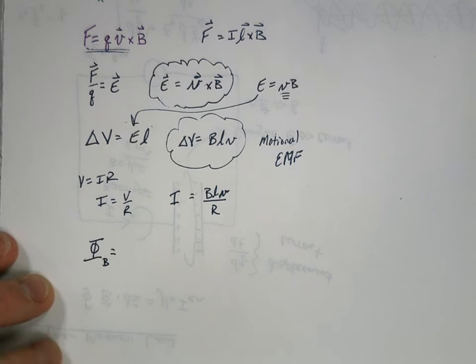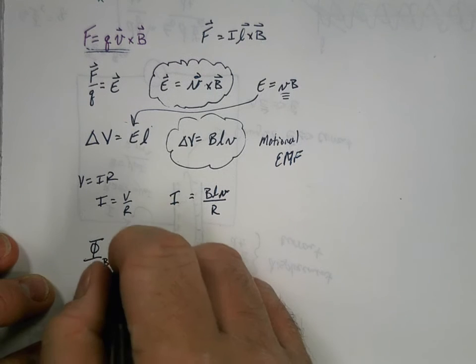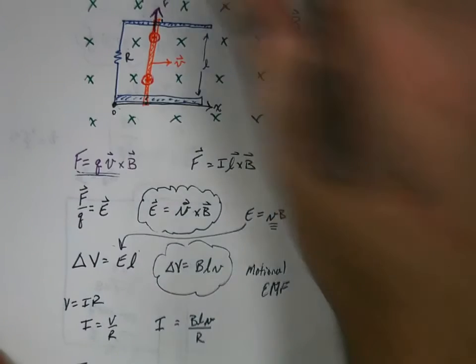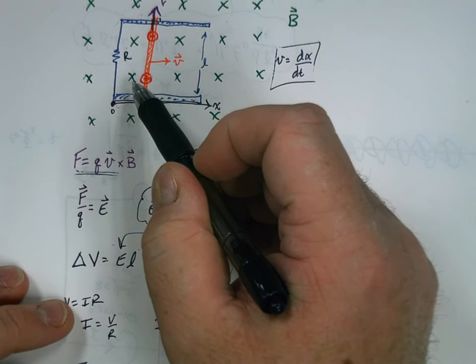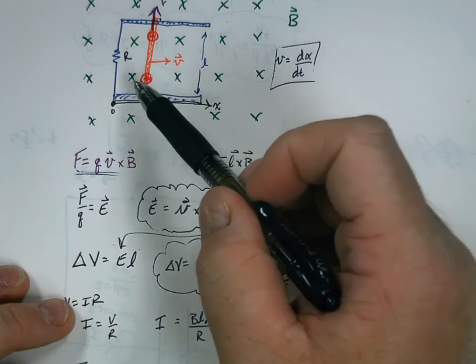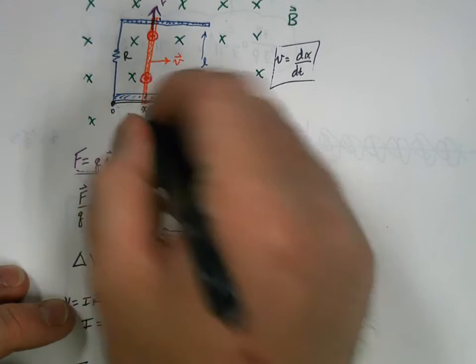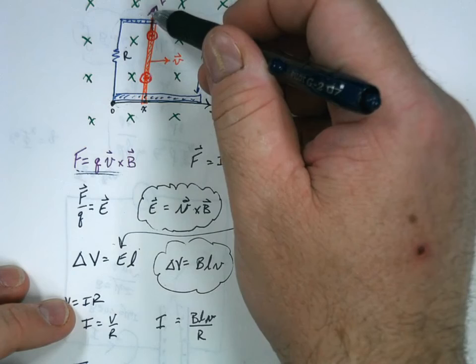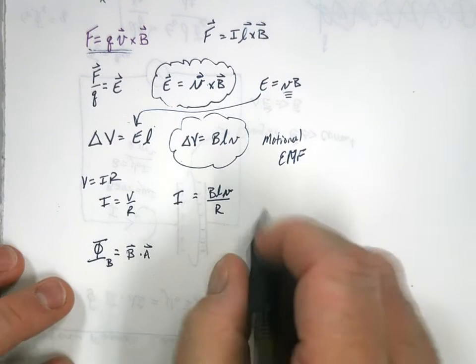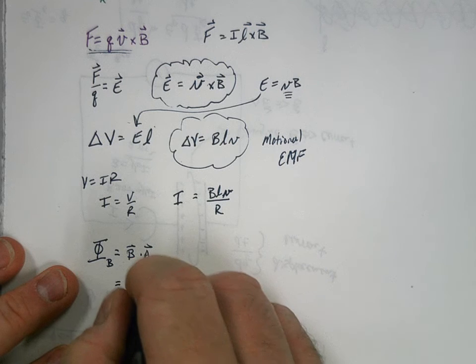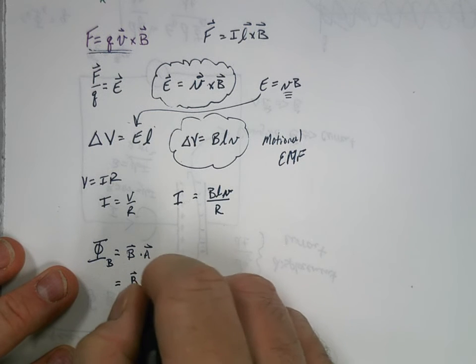What's our formula for magnetic flux? It's the magnetic field times the area. What is our area right here? For this rectangle, it's x times L, whatever x value this is, times L, right? So our area is equal to L times x, and B times Lx.